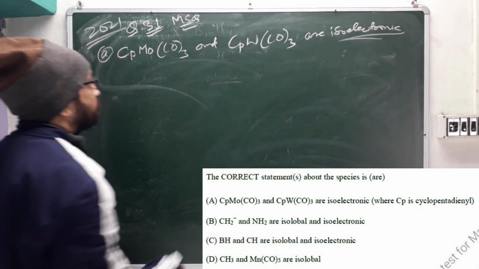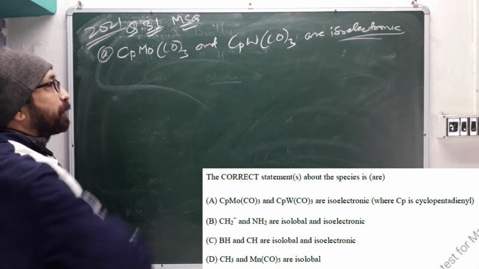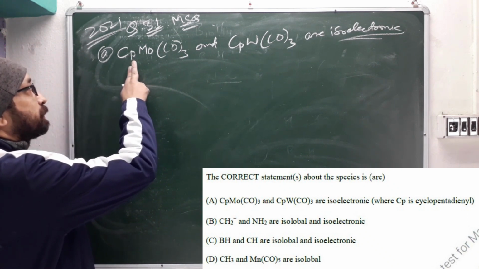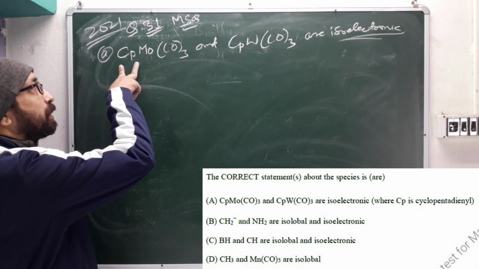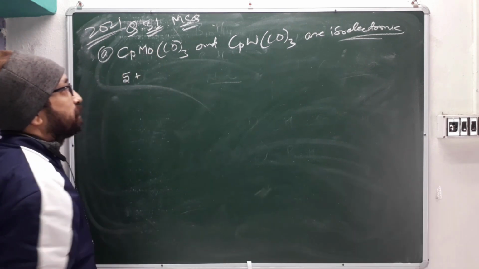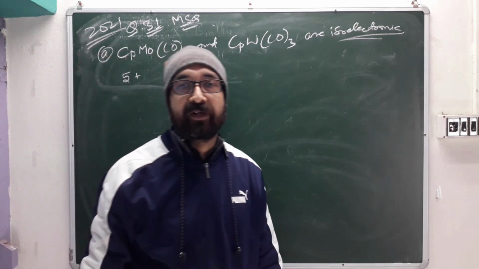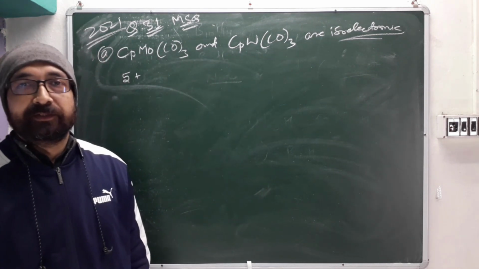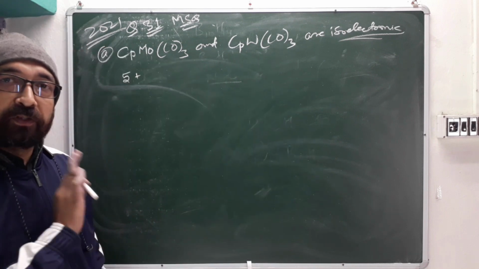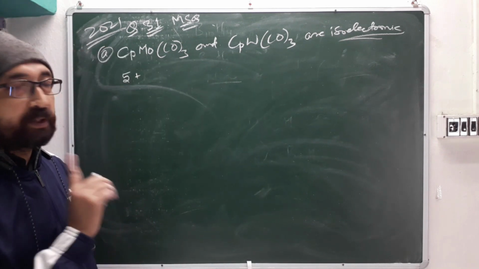Now you know how to find out isoelectronic. Cp is cyclopentadienyl. Cyclopentadienyl means it will contribute 5 electrons. So here it is 5 electrons. It is molybdenum. Just see where molybdenum will come. For that you have to write it. You should know the periodic table very well, then only you can solve these things.